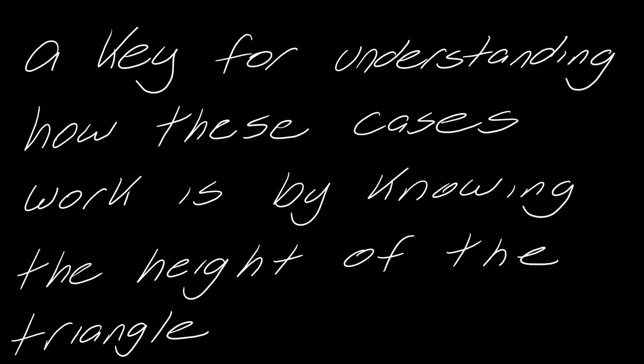A key to understanding how these cases work is knowing the height of the triangle. If we make some assumptions about the height of the triangle, I think this can clear up where these ambiguous cases come from. So if you think about this situation I was just showing you, what if this were the height of the triangle? If I know something about the height, look what happens.